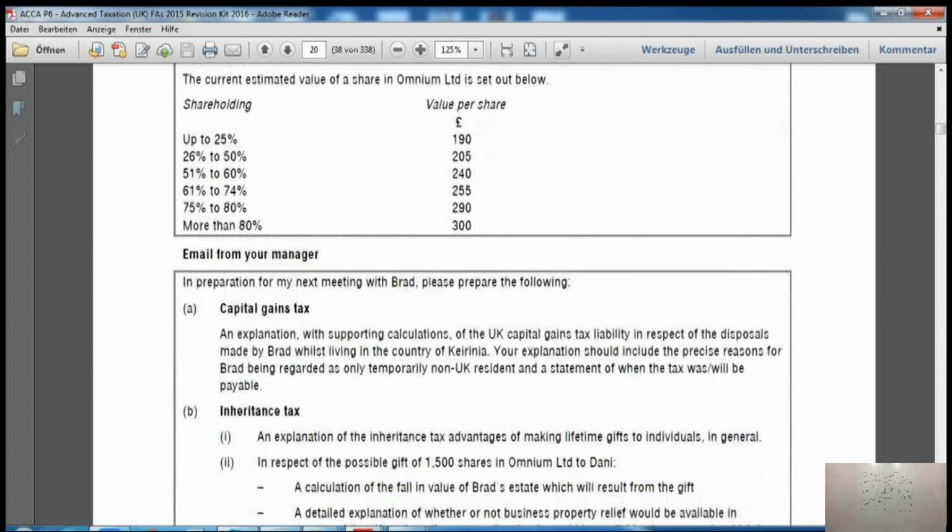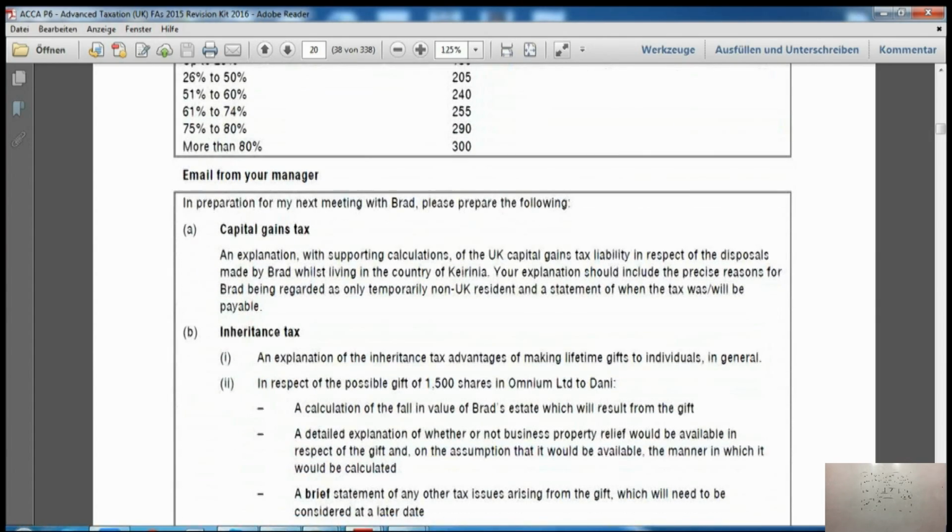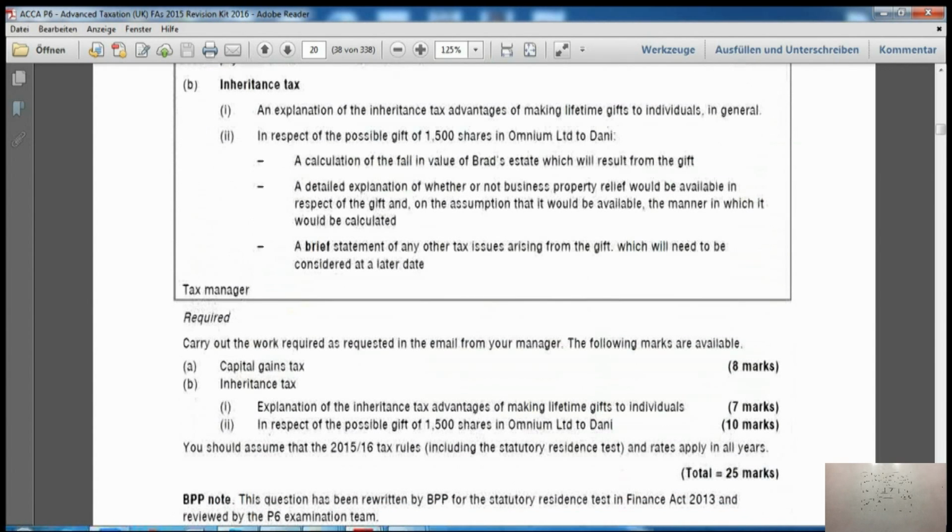It says just ignore the capital gains tax. We'll just read the inheritance tax. In the first case, it says an explanation of the inheritance tax advantages of making lifetime gifts to individuals in general. Now when it says in general, it means it is giving you absolutely free marks. You just have to copy the data from your notes and write it down in the exam paper, because it is asking in general, so it is general knowledge. So, I would say it's free marks.